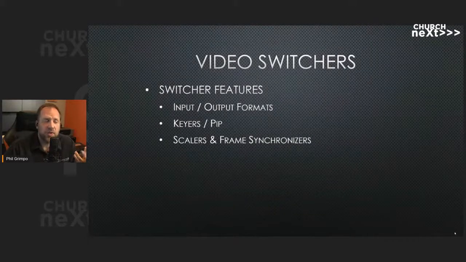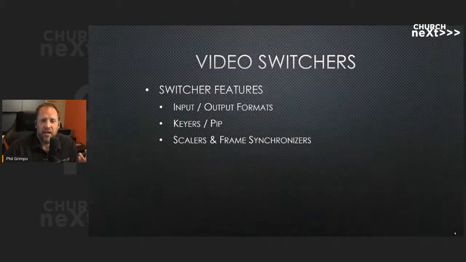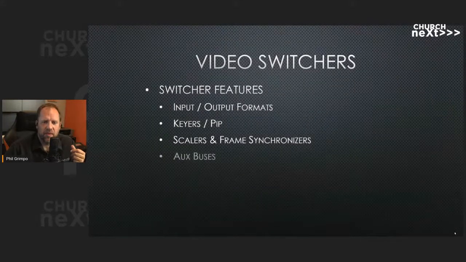I talked earlier about scalers and frame synchronizers. How many are in the switcher? Is there a scaler on every input or only on some inputs? Blackmagic is notorious for not having scalers built into their switchers. So you can plug in a camera and plug in another camera, and if their frame rate is off by a little bit, it just doesn't work. So you have to add some other hardware to get everything up to the same frame rate.